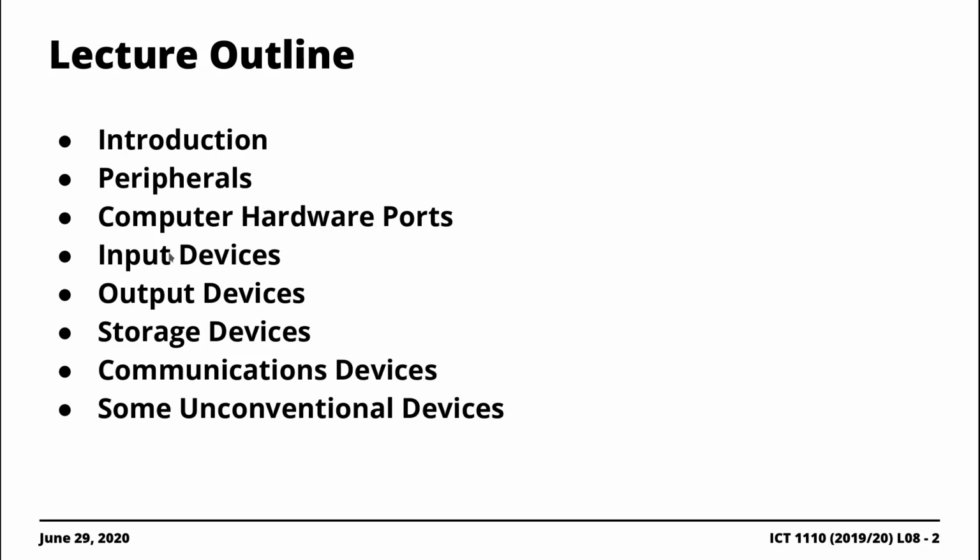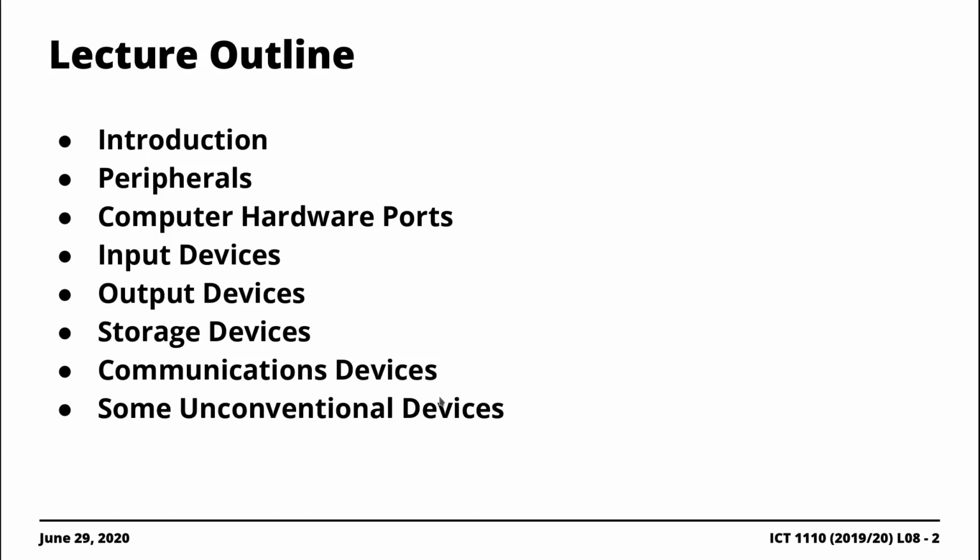And then afterwards, we will look at the broad categories of peripheral devices. It turns out that peripheral devices can fall under 4 broad categories. So you have input devices, output devices, storage devices, and communication devices. And then towards the end, we're just going to walk through a few slides that will introduce some rather unconventional devices. Now, these devices will probably fall into one of these different categories here.